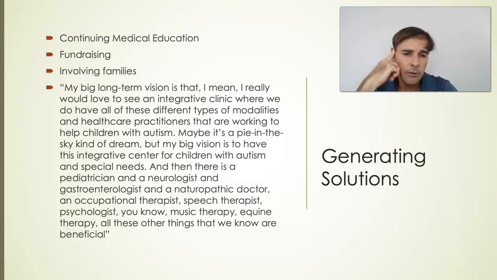And then just a nice quote from her on how she envisions this sort of medical model of the future: "My big long-term vision is that I would really love to see an integrative clinic where we have all of these different types of modalities and healthcare practitioners working to help children with autism. Maybe it's a pie-in-the-sky kind of dream, but my big vision is to have this integrative center for children with autism and special needs. And then there's a pediatrician, a neurologist, a gastroenterologist, a naturopathic doctor, an occupational therapist, speech therapist, psychologist, music therapy, equine therapy, all these other things that we know are beneficial." So very, very integrative.